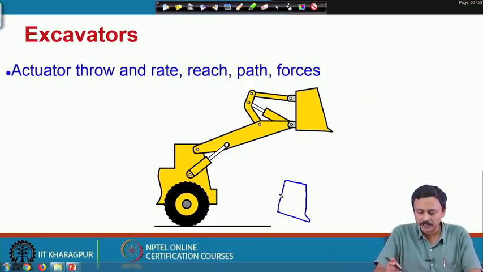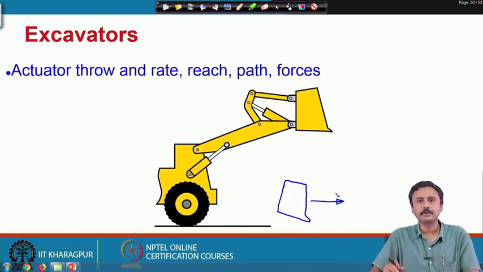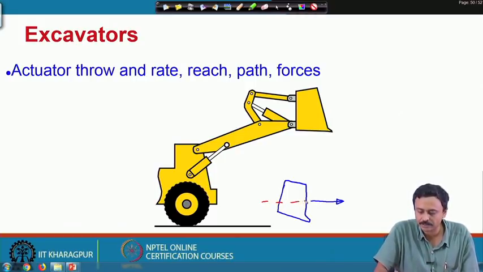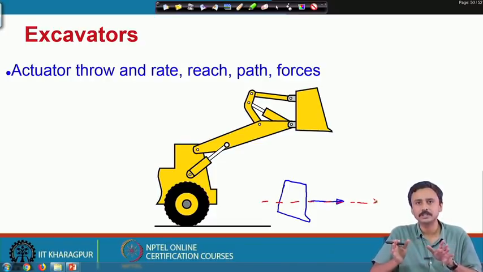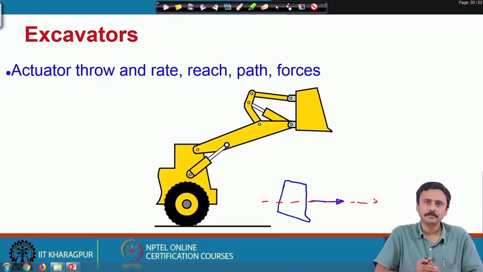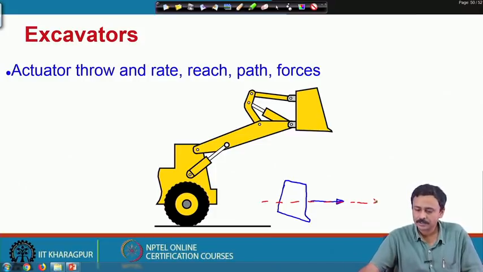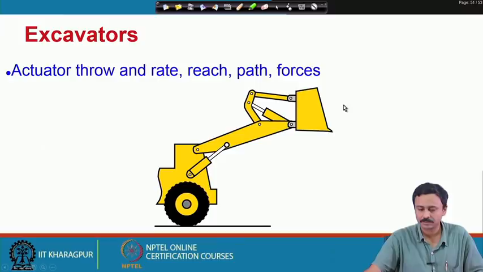At what rate should the actuators expand so that this bin moves maybe in this horizontal direction parallel to the ground, and what kind of path is to be generated? For example, it has to generate a straight line path. How should the actuators expand? There are two actuators, as I have shown you. How should they expand? What should be the coordination between these two actuators so that the bin moves in a straight line? What kind of forces are expected of the actuator to lift a certain load? So, these are the issues that can be discussed under kinematics.